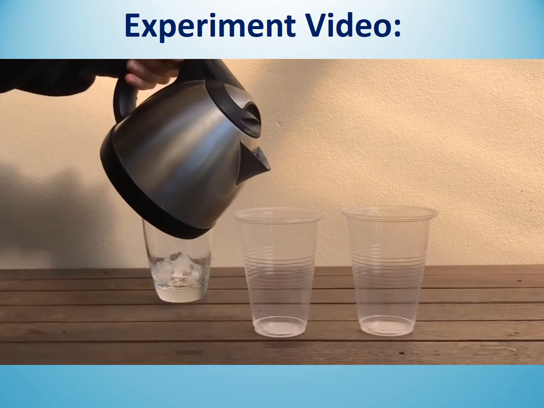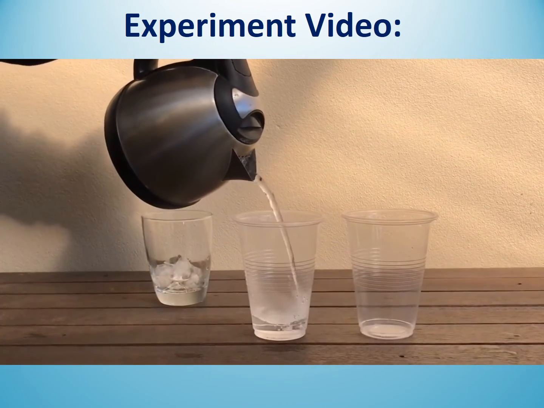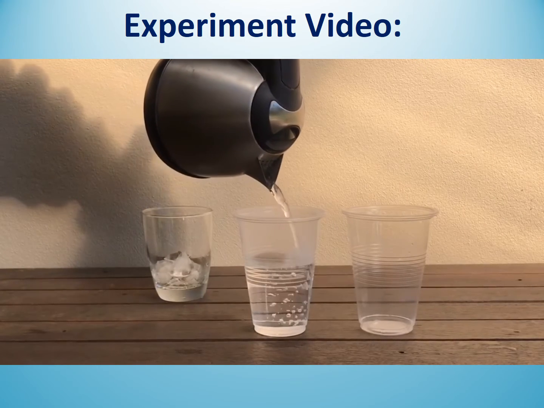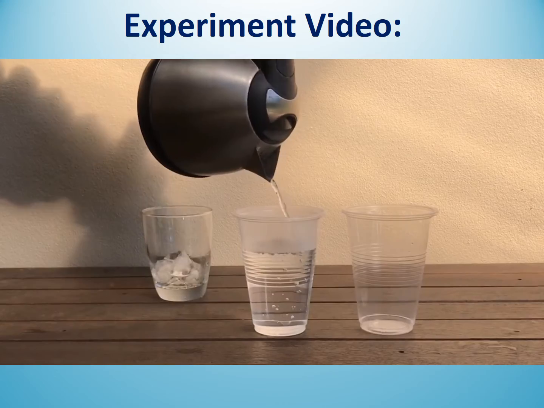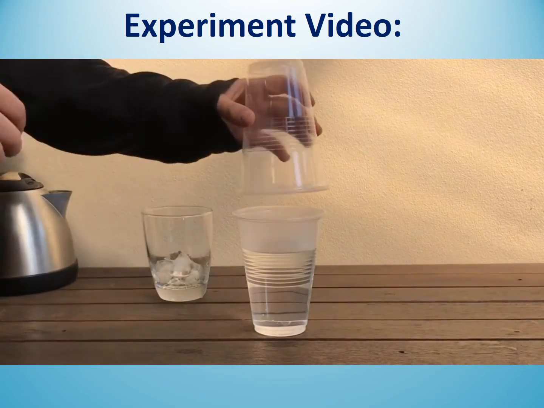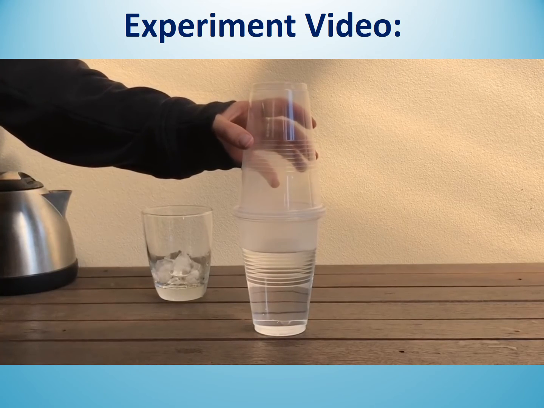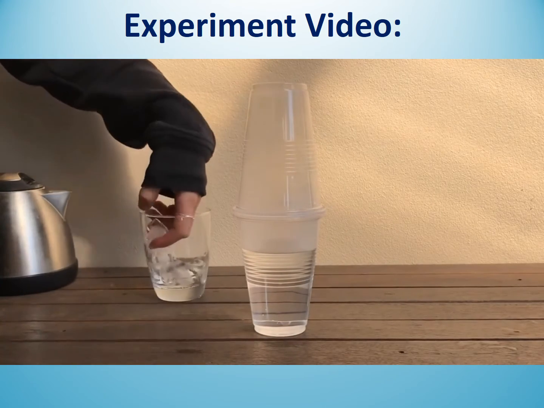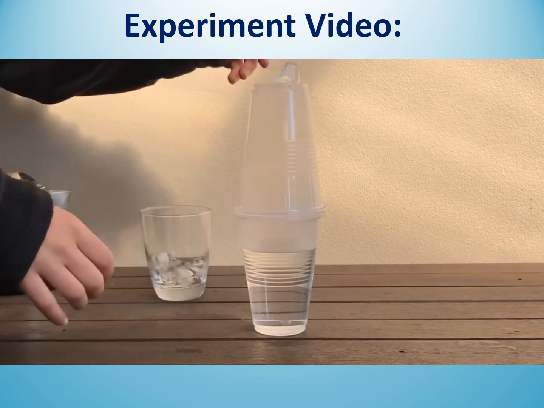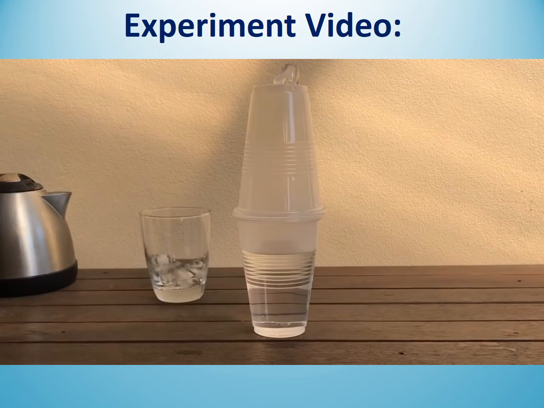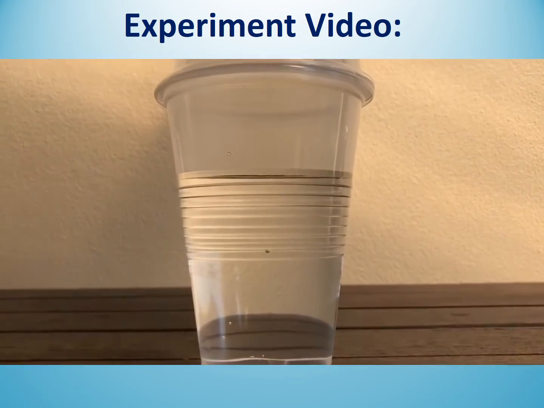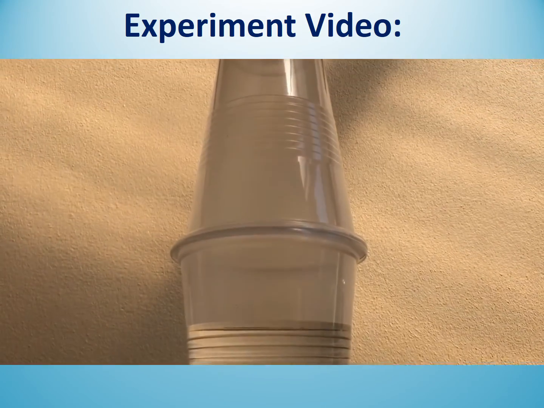Fill 2/3 of 1 cup with the hot water you just boiled. Flip the second cup, placing it upside down on the first cup. Balance an ice cube on top of the flipped cup. It is very slippery, so make sure it does not fall off. As the ice cube melts, condensation will begin to form inside the second cup.